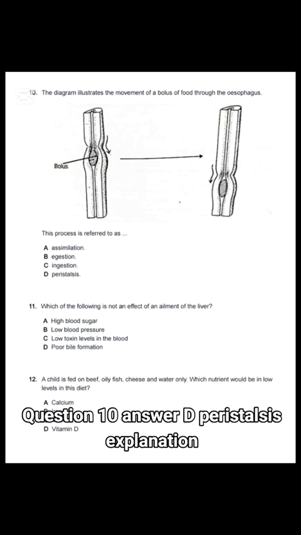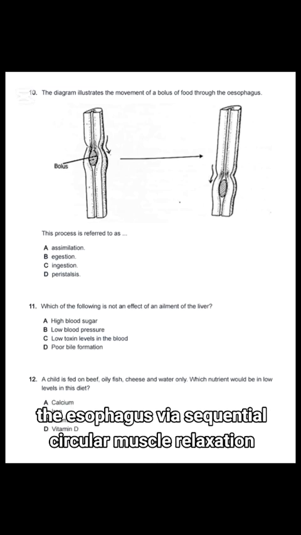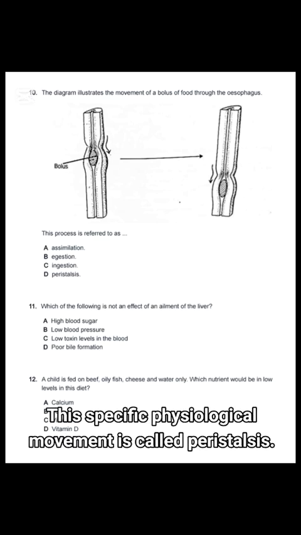Question 10. Answer: D. Peristalsis. Explanation: the diagram visually shows a bolus of food being propelled forward through a tubular organ, the esophagus, via sequential circular muscle relaxation ahead of the food mass and muscle contraction behind it. This specific physiological movement is called peristalsis.